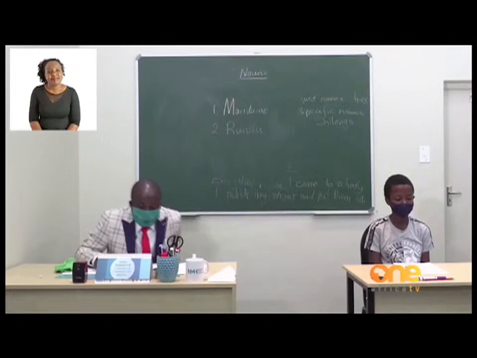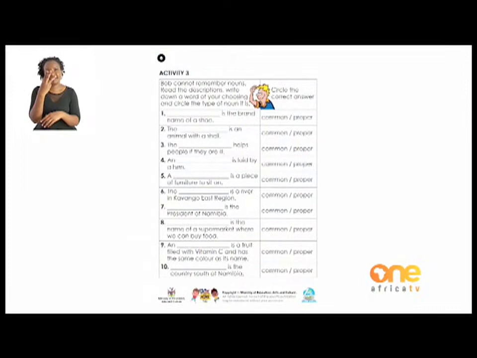Let us proceed to activity 3. This is on page 6. It says, Bob cannot remember nouns. That word Bob there is a proper noun, okay? Read the descriptions, write down a word of your choosing, and circle the type of noun it is. Right, there's a mistake there. Where it says choosing, it's supposed to be choice, C-H-O-I-C-E. So it would read: read the descriptions, write down a word of your choice, and circle the type of noun it is.